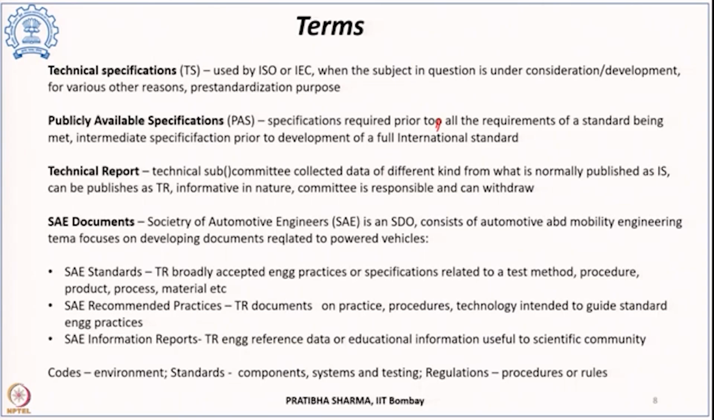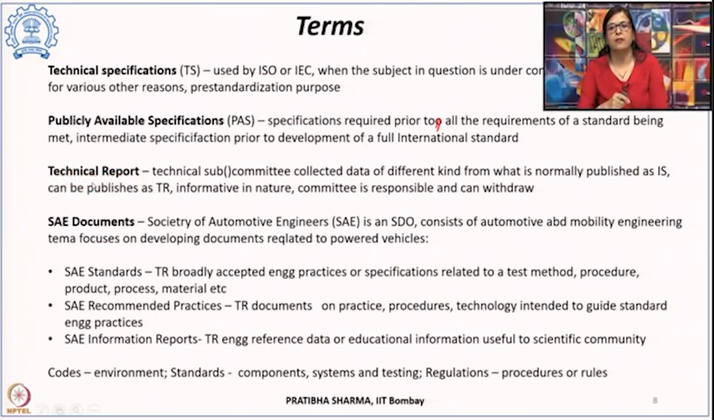Then there is a term TR, technical report. Let us say a document is not to be taken up to the standards level, but the technical committee or subcommittee has collected certain data of a different kind, which could not normally be published like an international standard. In that case it is published as a technical report. This is very informative in nature, and the technical committee is responsible for that technical report, and at times it can even be withdrawn by the technical committee.